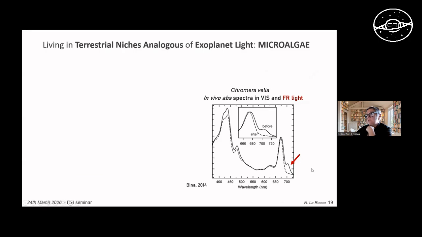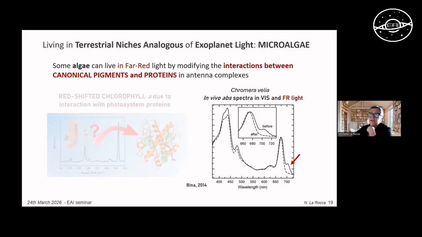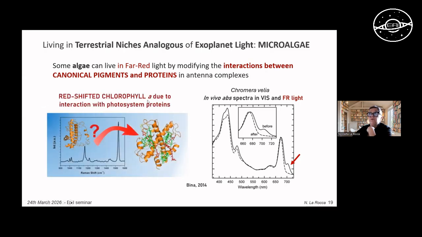But in this case, it was discovered that the algae didn't synthesize new pigments. They just organized the canonical pigments in a different protein environment of the antenna complexes that changes their absorption features. And so the same type of chlorophyll a can absorb at longer wavelengths, and it is called redshifted chlorophyll a. So the protein environment can also change the absorption characteristics of a pigment.